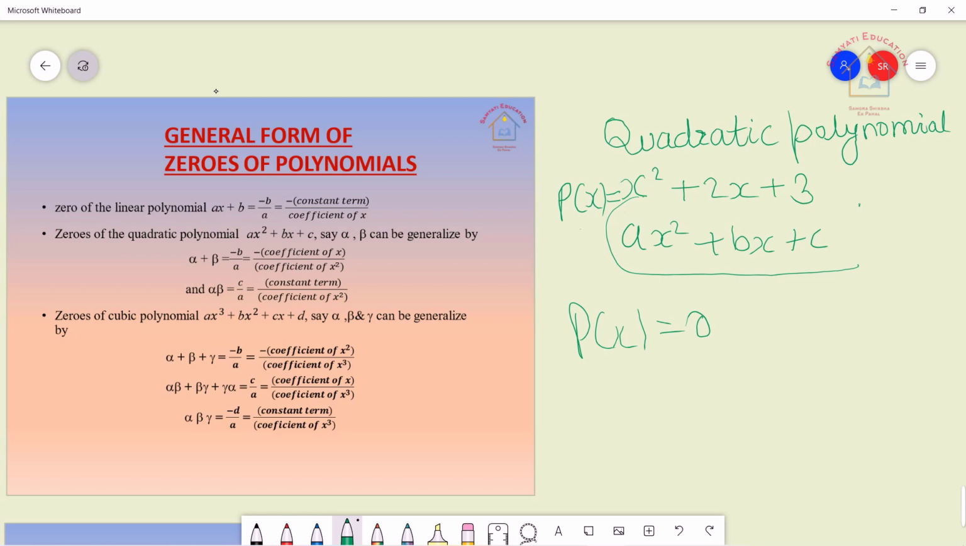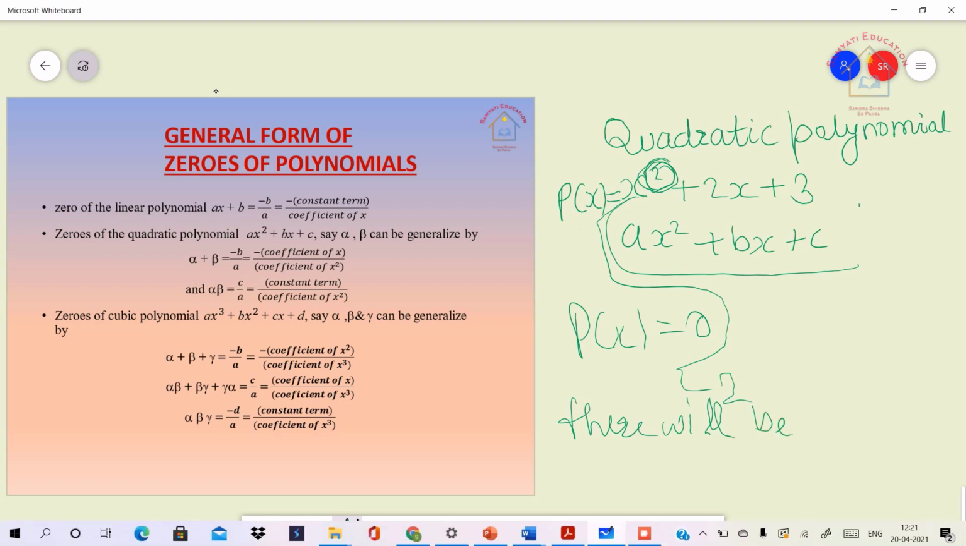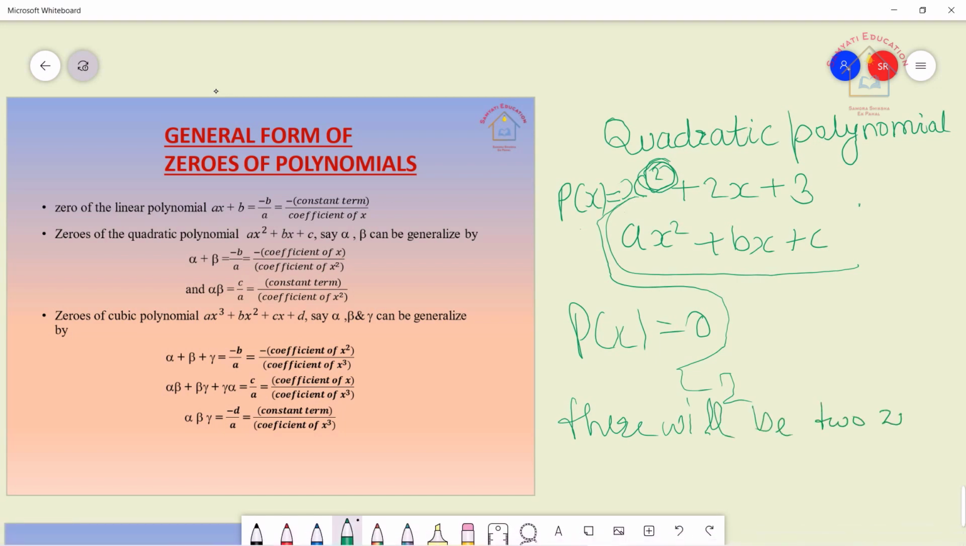But as we can see, the power here is 2, the degree is 2, the highest power is 2, so the values at which the polynomial becomes 0 will also be 2. So there will be two zeros, let's say alpha and beta.